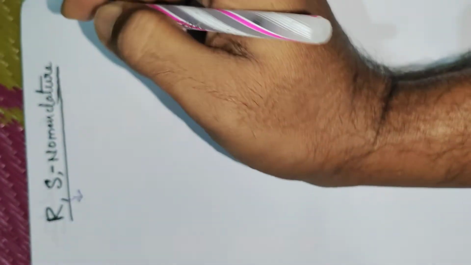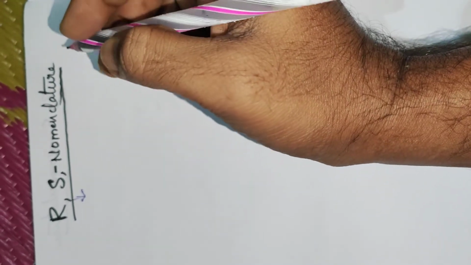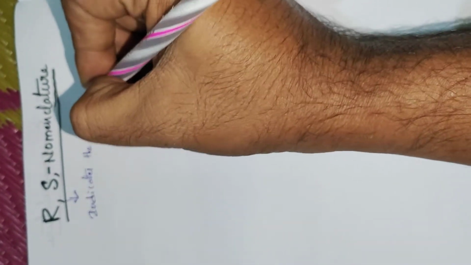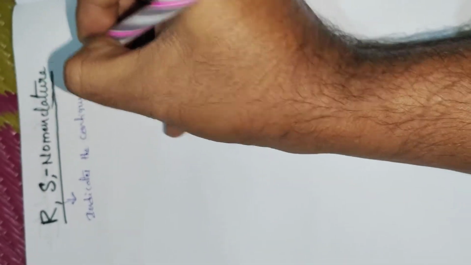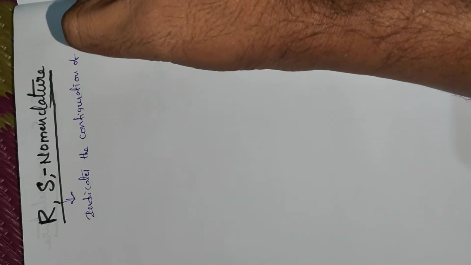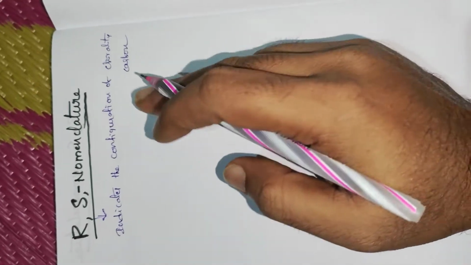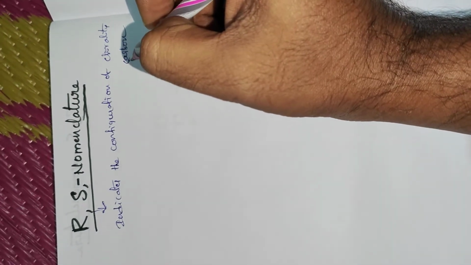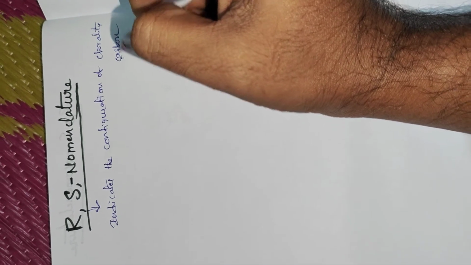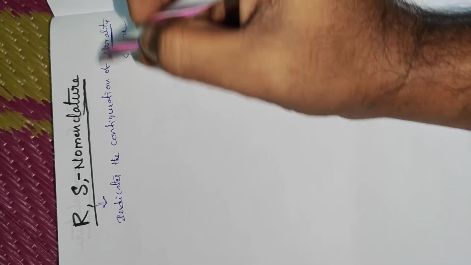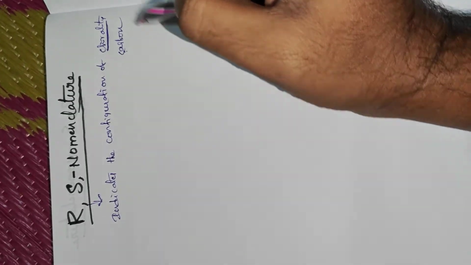RS nomenclature indicates the configuration of a chirality carbon. Chirality carbon means what? A carbon atom having 4 different groups is called a chirality carbon.